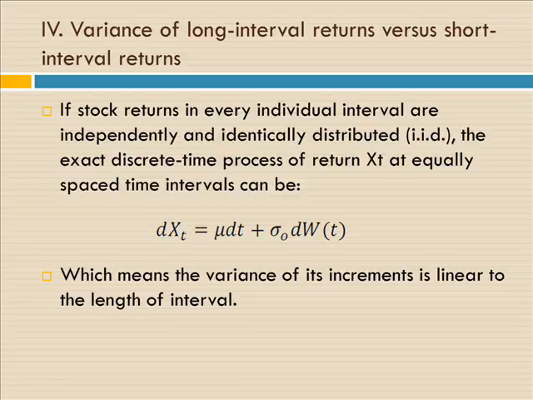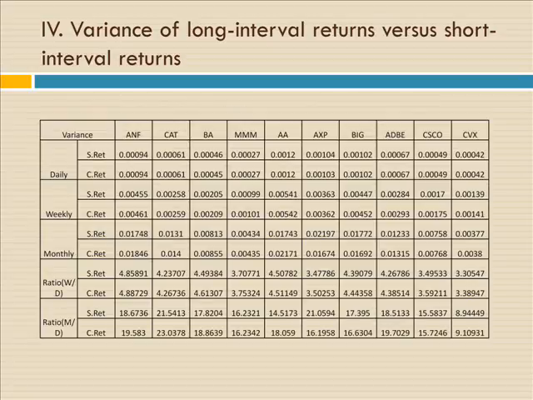If we make an assumption that the stock returns in every individual interval are independently and identically distributed, the exact discrete time process of the return xt at equally spaced time intervals can be expressed as shown in the slides, which means that the variance of its increment is linear to the length of the interval. The first step will be to calculate the variance of simple return and compounded return. Then, we can compute the respective ratios between the monthly, weekly, and daily returns to check whether the variance has the same relationship as estimated.